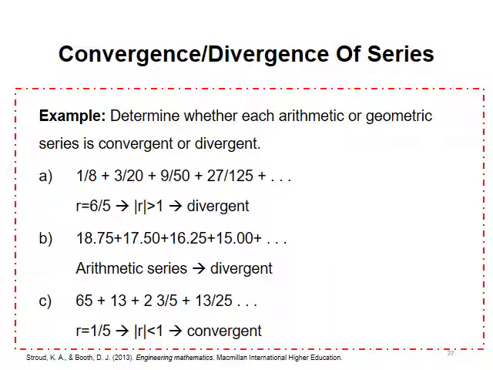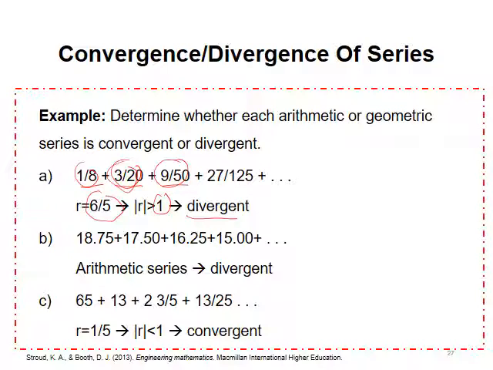Now here are simple examples about arithmetic and geometric. He asked me to determine whether each arithmetic or geometric series is convergent or divergent. I will take them one by one. 1 over 8, 3 over 29. It seems there is no common difference between them, but there is a ratio, so it may be geometric. I divide the second term over the first, the third over the second, and so on. I found a common ratio of 6 over 5, which is greater than 1. So directly I will say this is divergent, according to the definition.